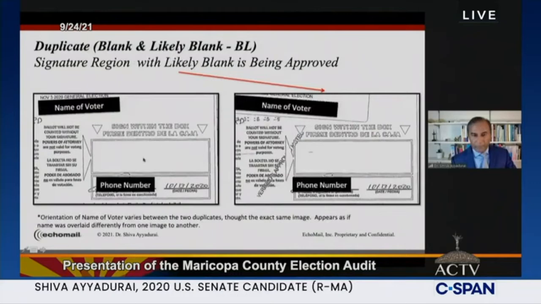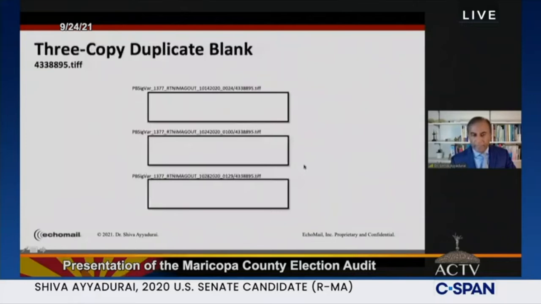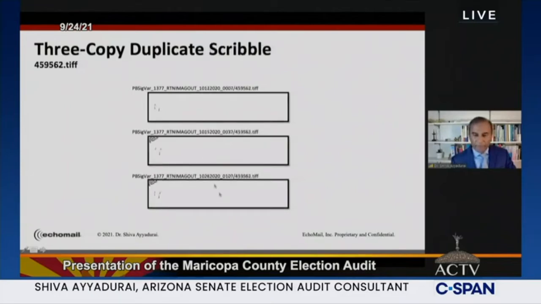And here we have one which is a blank, and a likely blank with the little dot over here has been approved. And similarly over here, we have a signature and a likely blank, and again, the likely blank is being approved. And here's an example of a 3-copy one. We have 3-copy duplicates, all are blank. And we'll come back to showing how if they were approved or not. And here's an example of 3-copy scribbles.